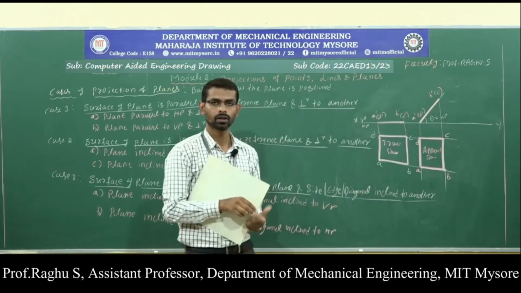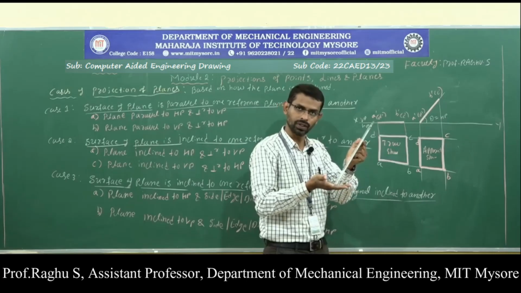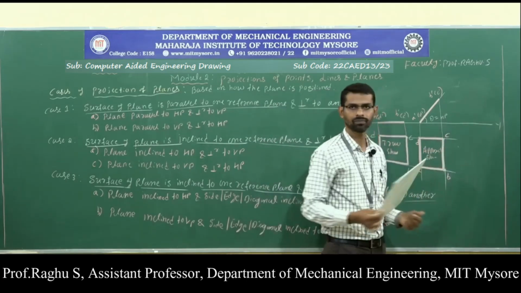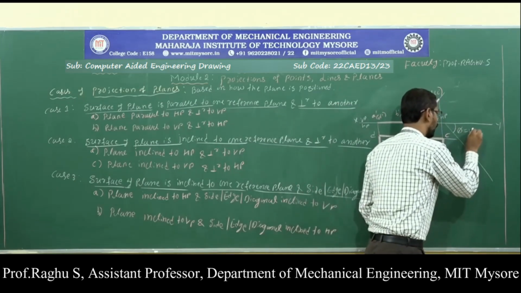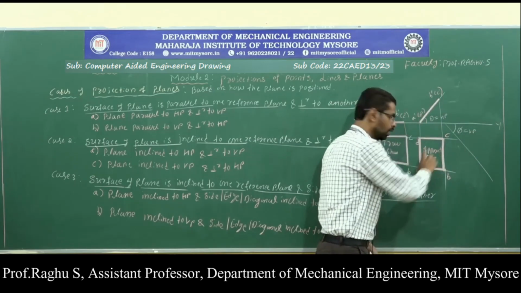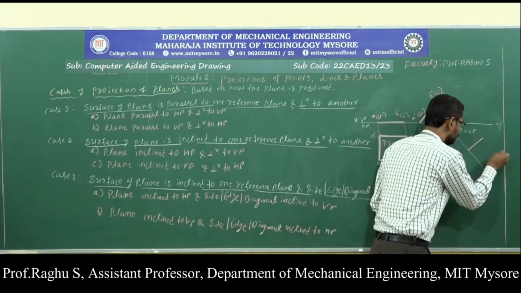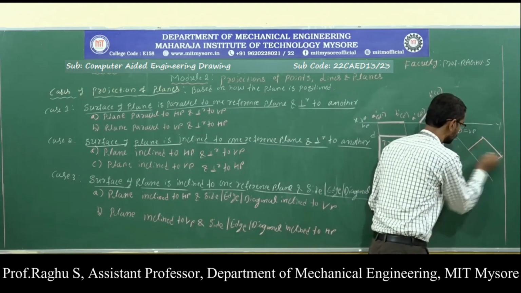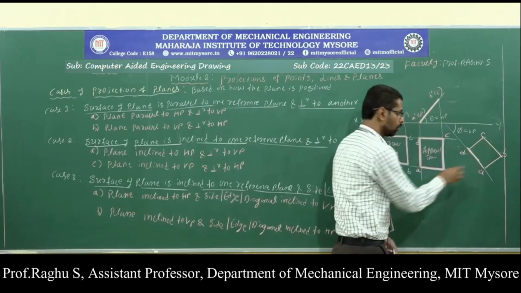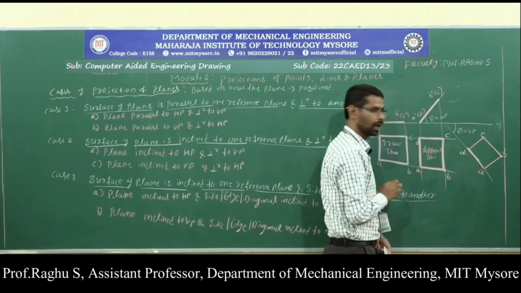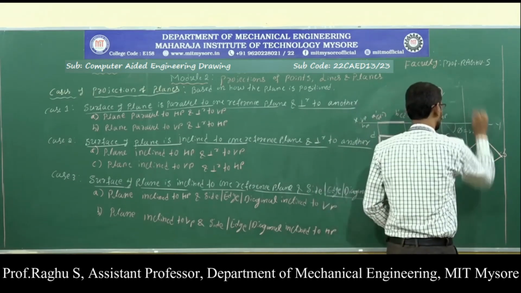And the last one, the side on which it rests. This is the resting side. The side on which it rests is inclined with respect to VP. So draw the VP inclination angle phi. Here AD is the resting side. Redraw this lamina such that the resting side is inclined with respect to VP. Now draw the final view.